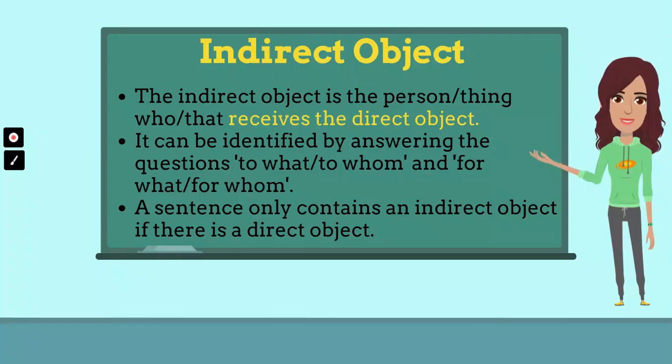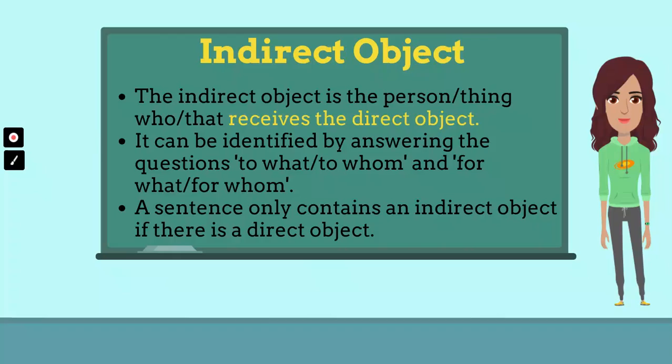And that's correct. The indirect object is the person who or the thing that receives the direct object. So remember, the direct object receives the action of the verb, but the indirect object receives the direct object. Now, to identify the indirect object, there are also certain questions that you can ask. The indirect object can be identified by answering the questions to what, to whom, for what, and for whom.